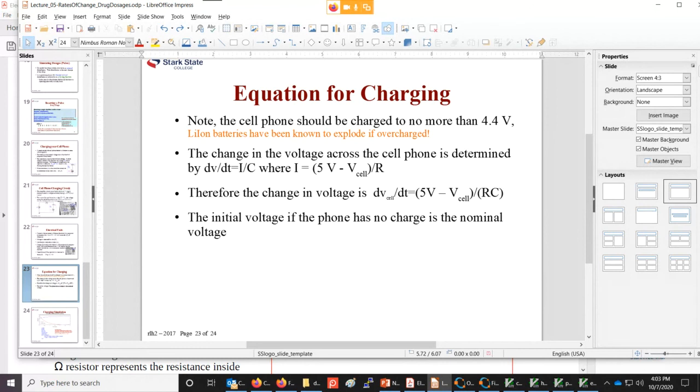I'm sure you've heard some stories of lithium-ion batteries catching on fire in airplanes or things like that. Depending on the chemical makeup, if you overcharge a lithium-ion battery, bad things could happen. And that's true for most batteries. If you overcharge them, definitely going to damage the battery, if not make it explode. So be careful when you're doing that.